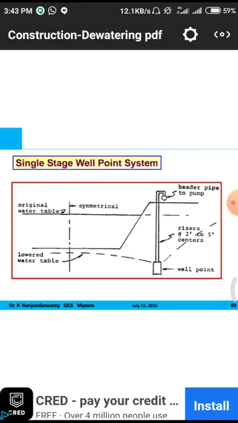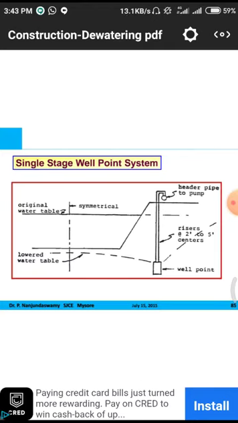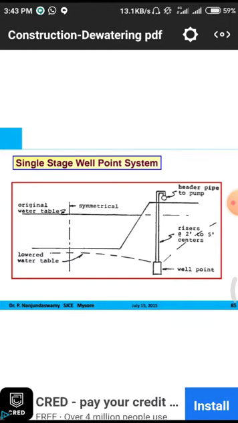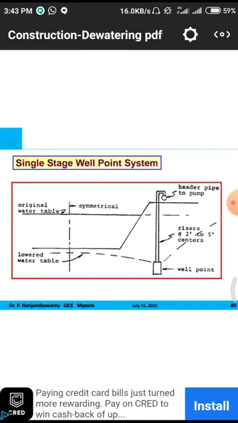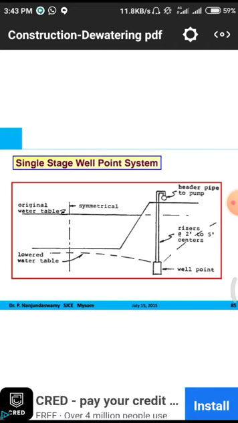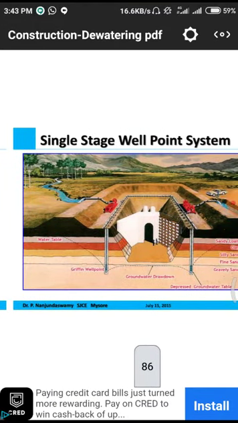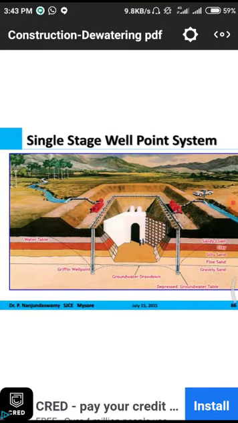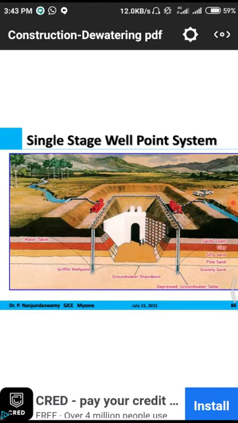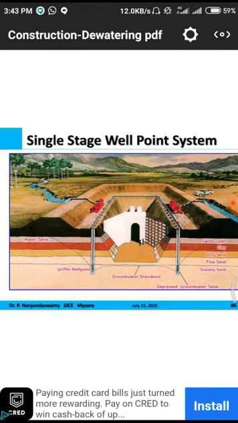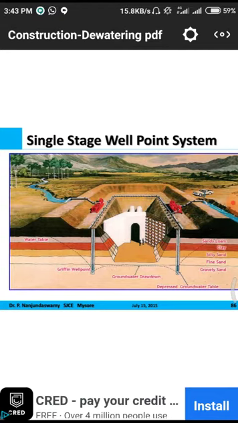Here also we have the same phenomena. That means the header pipe. When we have a well point, from the particular well point, the total water will be connected and this water will be drained by using this pipeline system. This is a single stage well point system. Here also, single stage means on both sides we have a single pipeline system and that pipeline system is fed with these collector pipes.